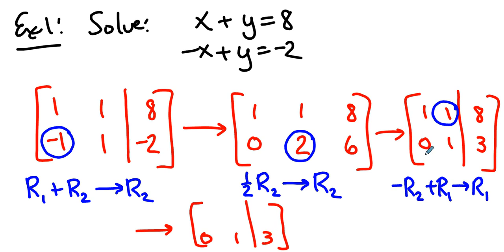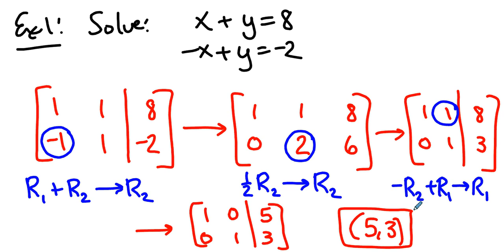And in row 1, opposite of 0 plus 1, that's unaffected. Opposite of 1 plus 1, that's 0. Opposite of 3 plus 8, that's 5. And now you've got the solution staring you right in the face. 1x plus 0y is 5. 0x plus 1y is 3. The solution is 5, 3.